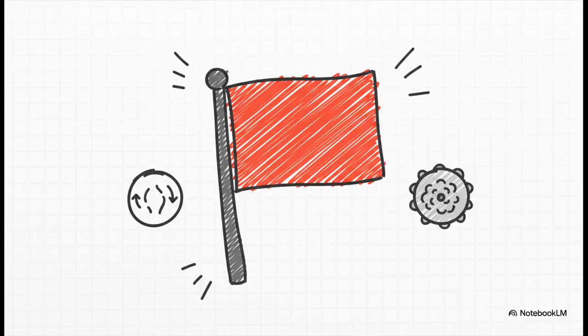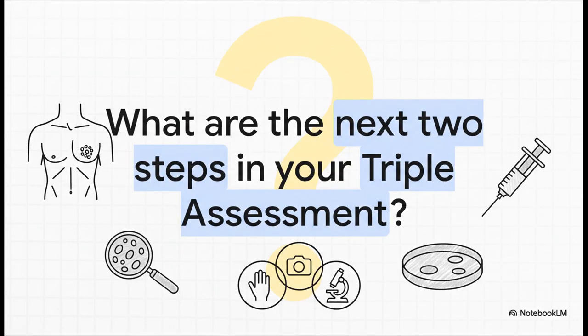And this is a really critical point, a huge takeaway. These kinds of symptoms must always be taken seriously. They are potential red flags for an underlying cancer. This isn't just exam knowledge. This is crucial for safe clinical practice every single day. Good. You've identified the key red flags. So how do you proceed with the next two parts of your triple assessment?